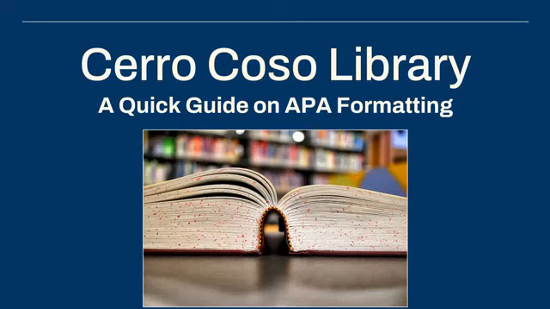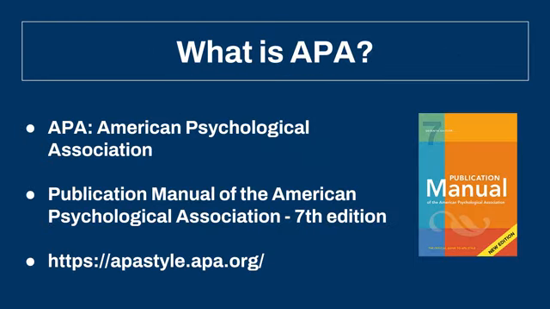Have you been asked to write a paper for a class using APA format? Don't worry, the Cerro Library has a quick guide on APA formatting to help get you started. So what is APA? APA stands for the American Psychological Association, who developed a guide to writing research papers. Some of these papers appear in academic journals, while others are written by students like you. This video uses the 7th edition of the manual, which was published in 2019.